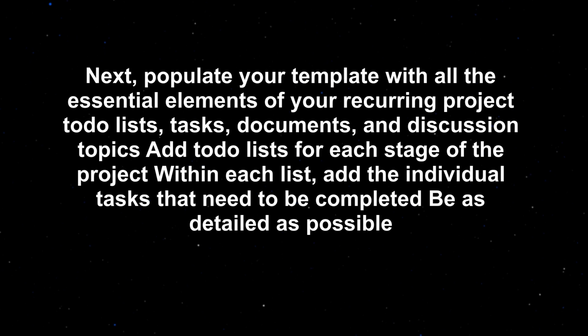Next, populate your template with all the essential elements of your recurring project: to-do lists, tasks, documents, and discussion topics. Add to-do lists for each stage of the project. Within each list, add the individual tasks that need to be completed. Be as detailed as possible.